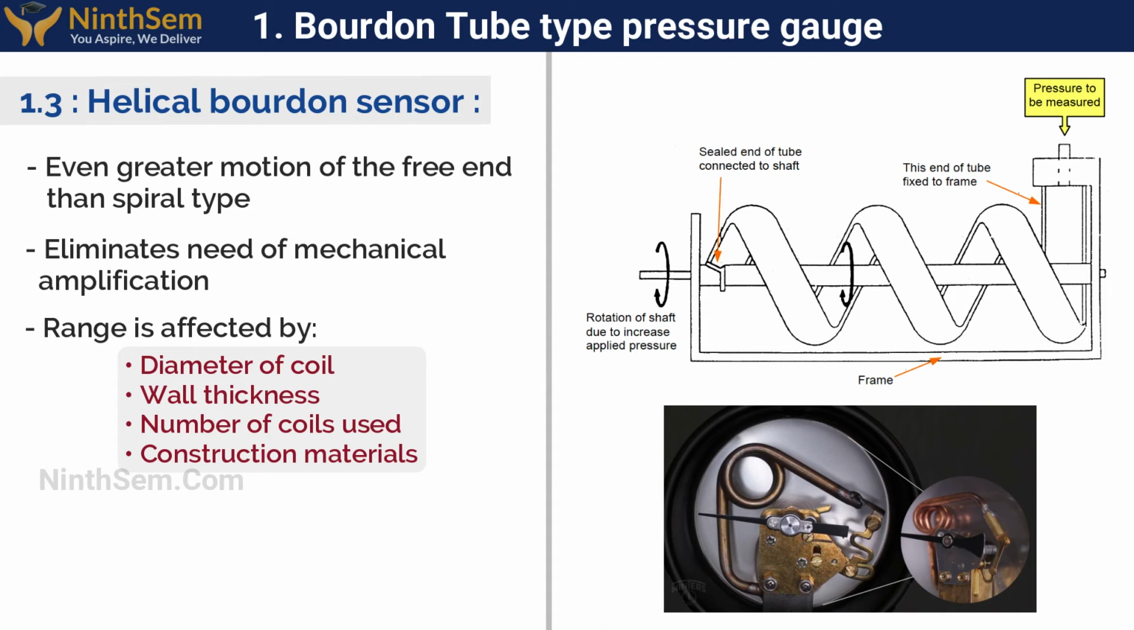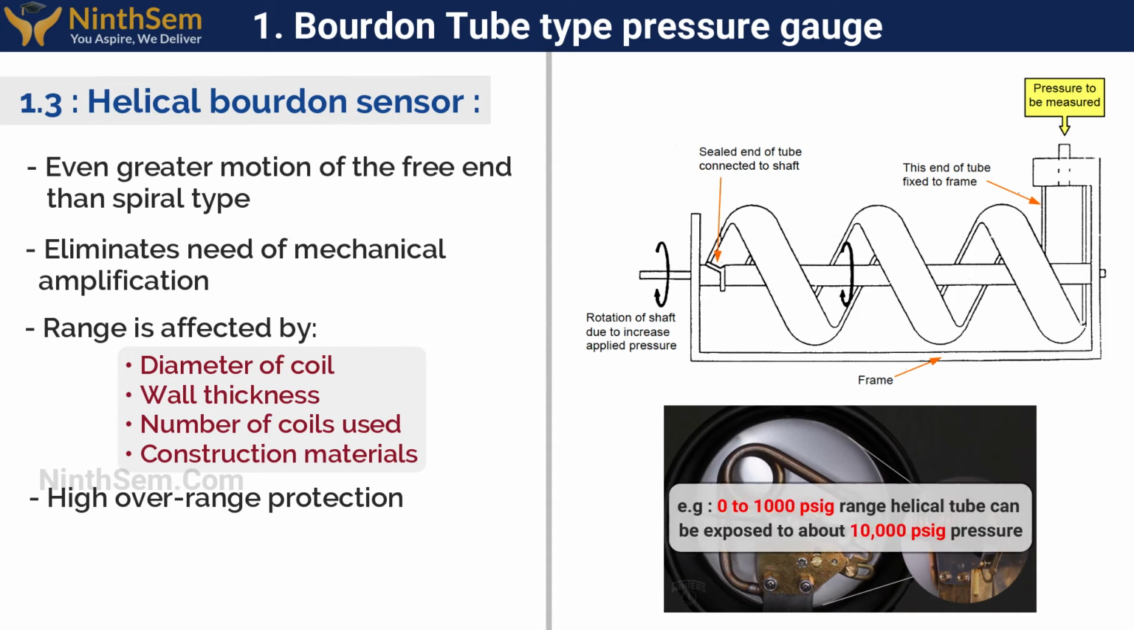The main advantage of this type of helical Bourdon tube is that it has high overrange protection. What does it mean? For example, if the helical Bourdon tube sensor has a range of 0 to 1000 pound per square inch gauge, it may be safely exposed to almost 10,000 pound per square inch gauge. That means it has some withstand capacity to sustain. Hence, it can be used in continuously fluctuating services.